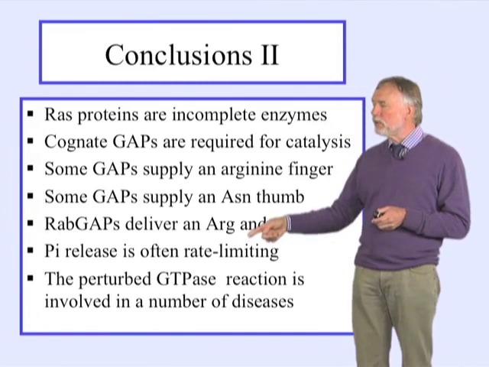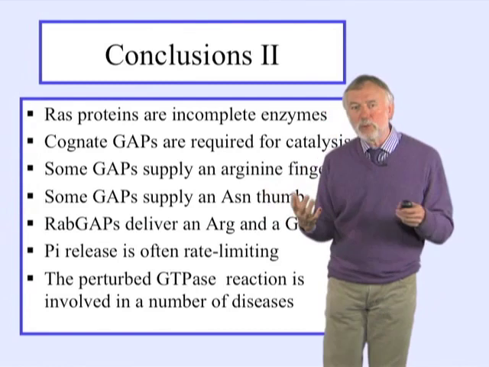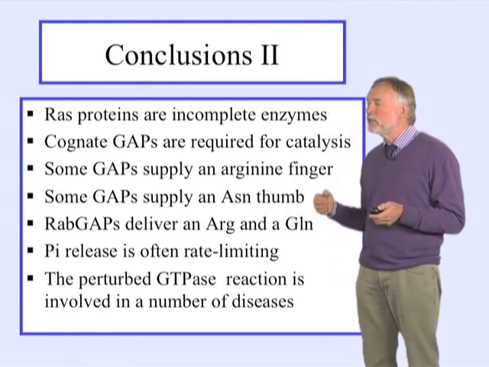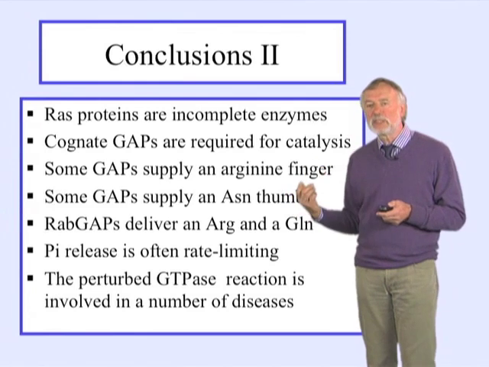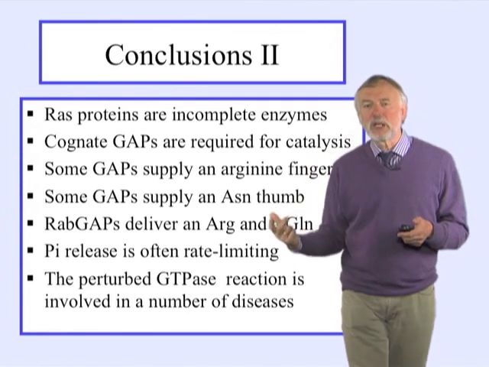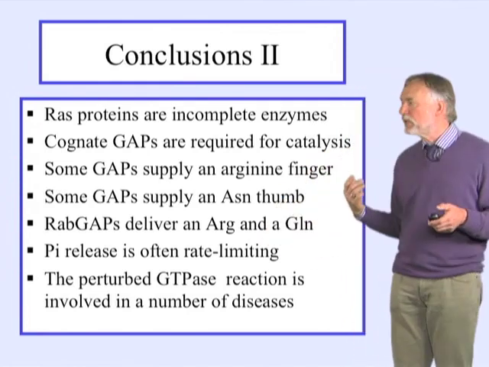Pi release is very often rate limiting. And what is even more important, and that is my message for the whole talk, is that the perturbed GTPase reaction is involved in a number of diseases: cancer, neurofibromatosis, tuberous sclerosis, retinitis pigmentosa, and many more that I haven't talked about. Thank you for your attention.